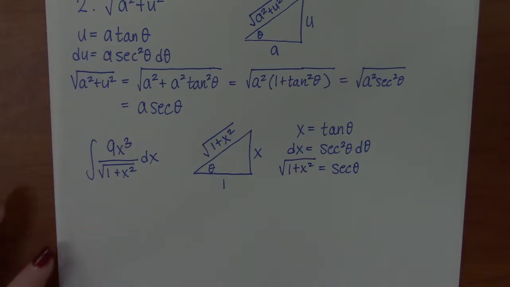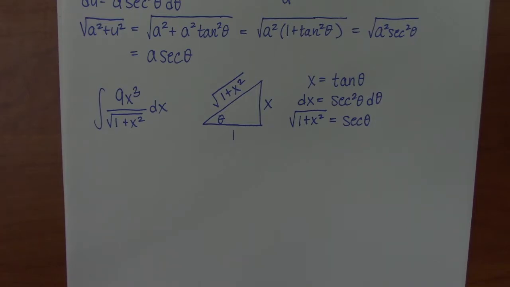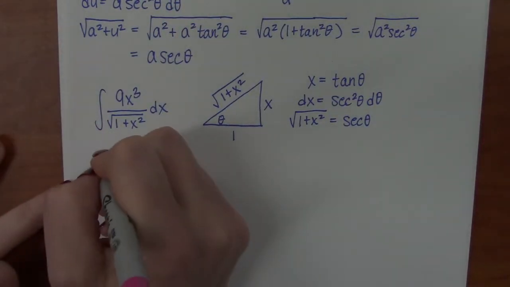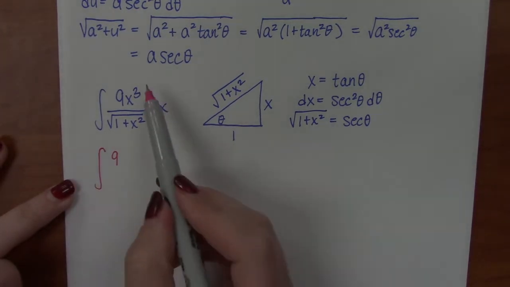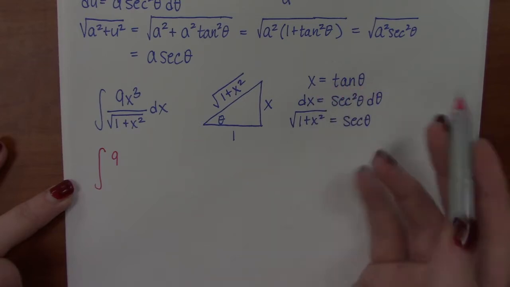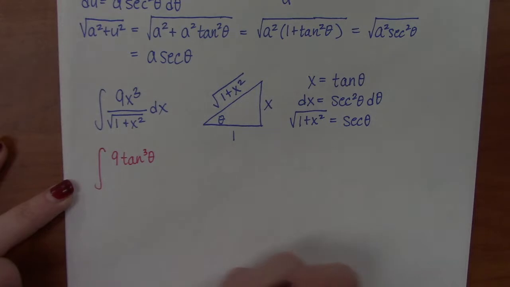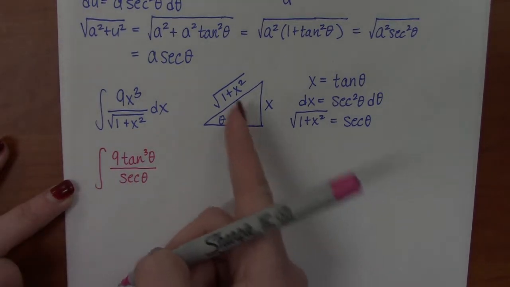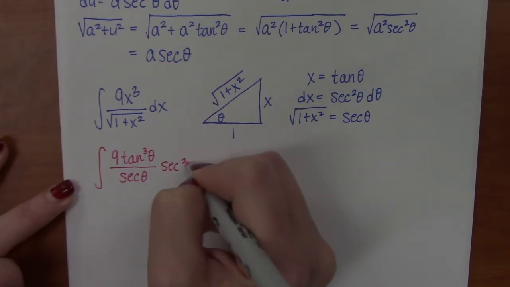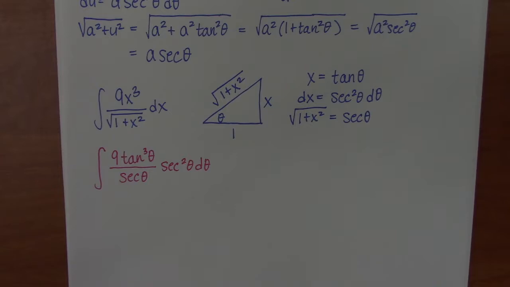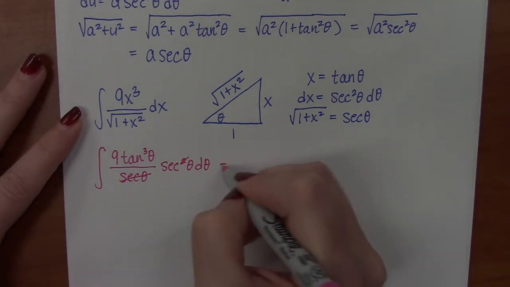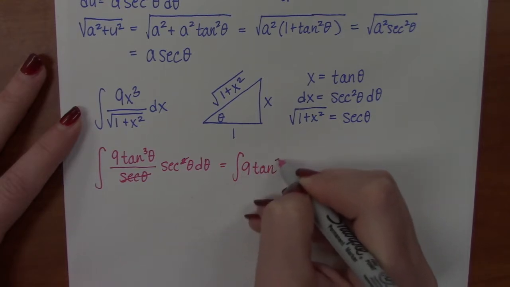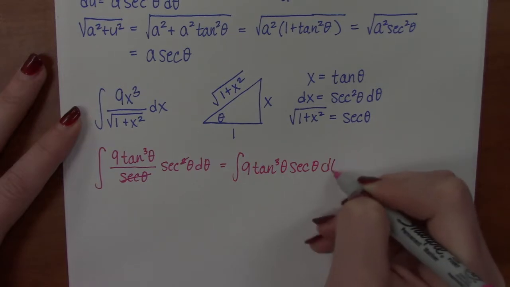So now all I have to do is translate my integral into these new elements. So in the numerator, the 9 stays where it is, but I have an x cubed. So I come over here to my x expression, and I cube both sides. So this will be tangent cubed theta. The denominator is just the radical, so that's just secant theta. And then don't forget about the dx. The dx gets replaced with secant squared theta d theta. So then, hopefully it simplifies into something a little easier to solve. And I can cancel a secant theta with a secant theta. So now all I have to integrate is 9 tangent cubed secant theta d theta.